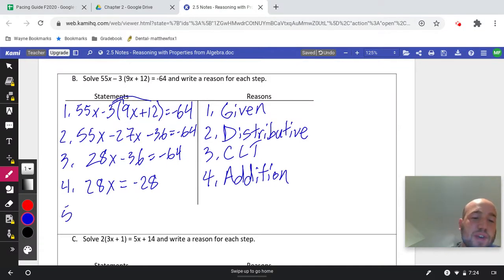In our final step, we divide both sides by 28. We get x equals negative 1. And our reason for that last step is division. We divided.